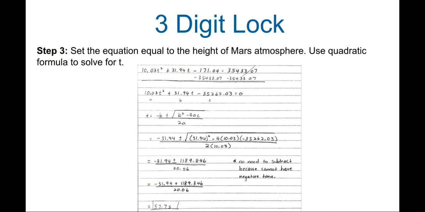The last step is to set the equation equal to the height of the Mars atmosphere. Use the quadratic formula to solve for t. Although the quadratic formula has plus or minus, there is no need to calculate the subtraction answer because you can't have negative time. Students will arrive at the answer 57.7 seconds, rounded to open the 3-digit lock.